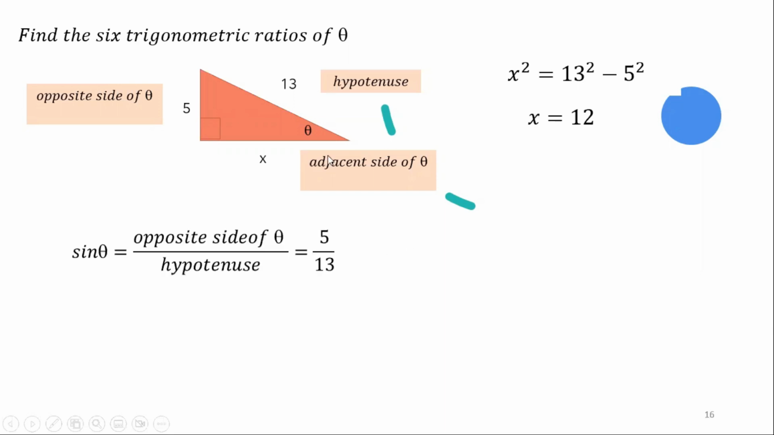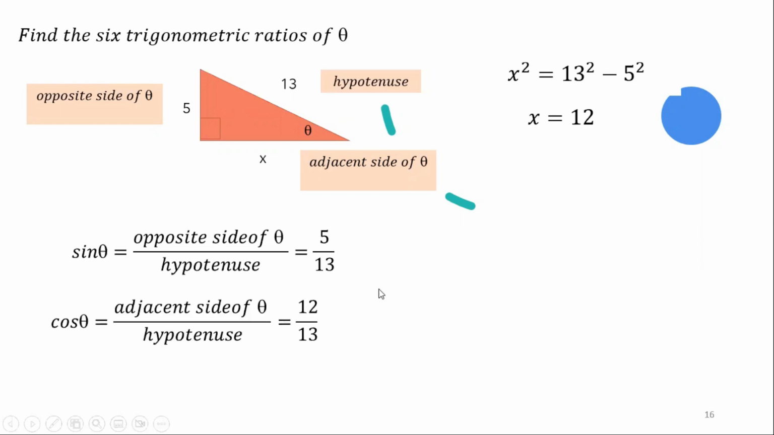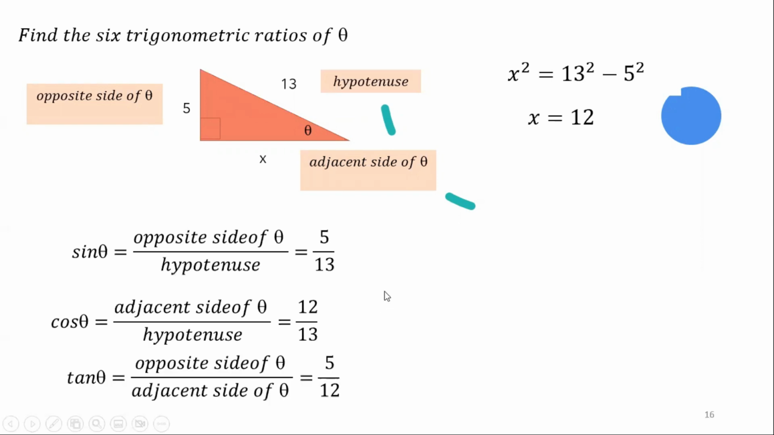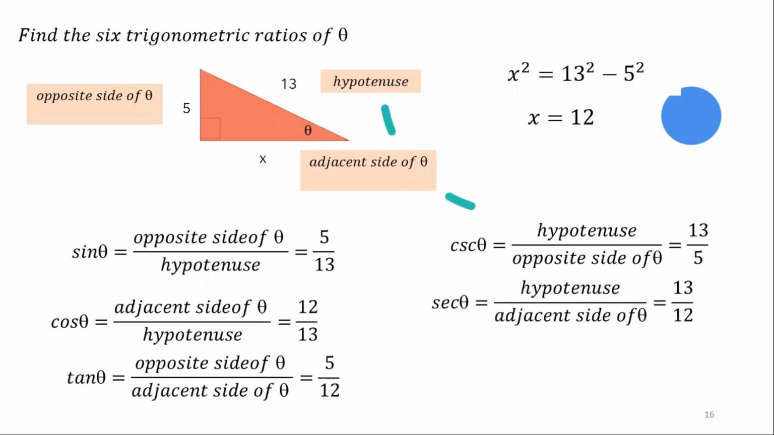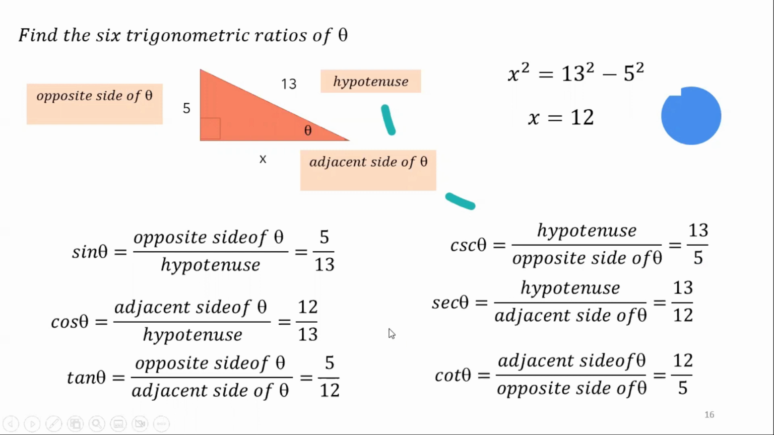So sine of the angle theta, opposite over hypotenuse, is 5 over 13. Cosine of theta is adjacent over hypotenuse, 12 over 13. Then tangent of theta is opposite over adjacent of the angle, so we have 5 over 12. Cosecant of theta, hypotenuse over opposite side of theta, is 13 over 5. Secant of theta is hypotenuse over adjacent side of theta, which is 13 over 12. And lastly, cotangent of theta, adjacent side of the angle over the opposite side of theta, equals 12 over 5.